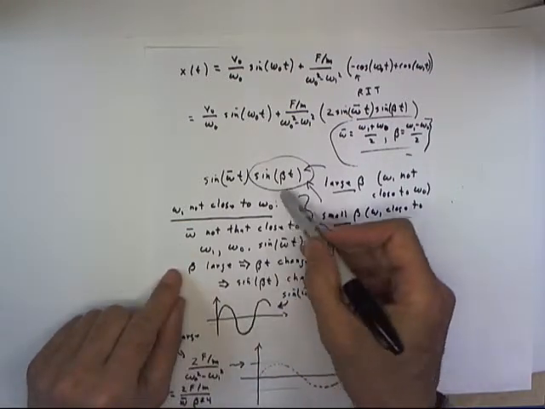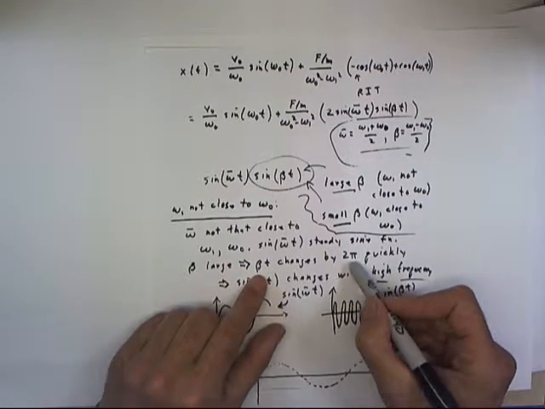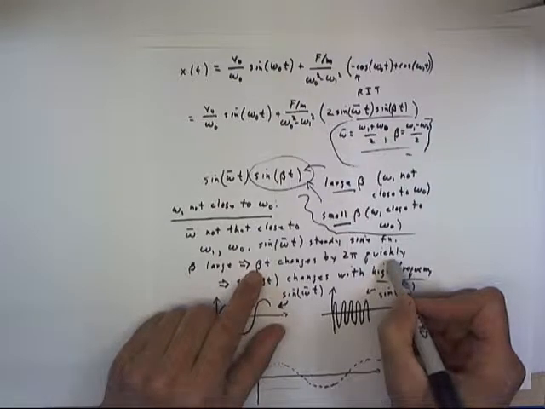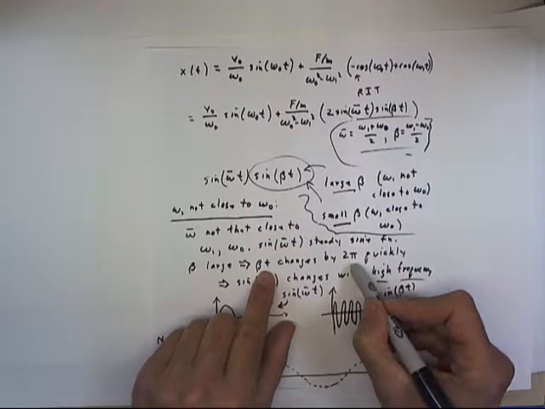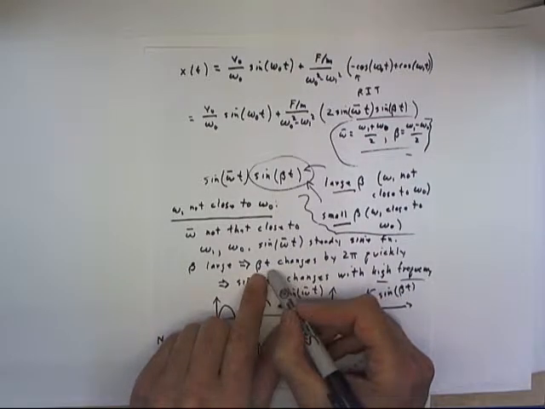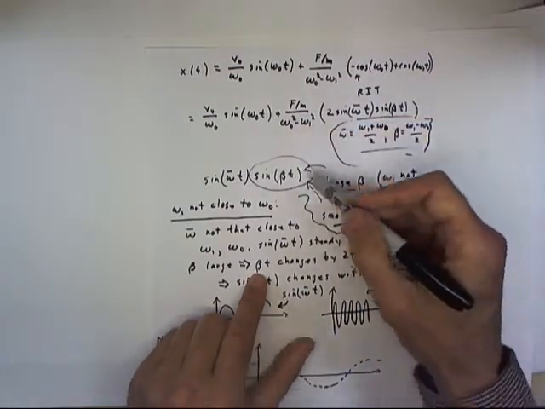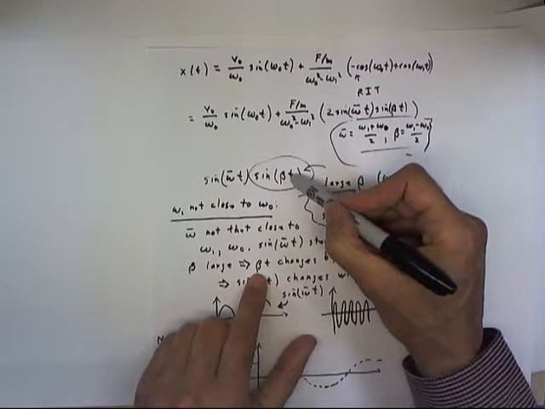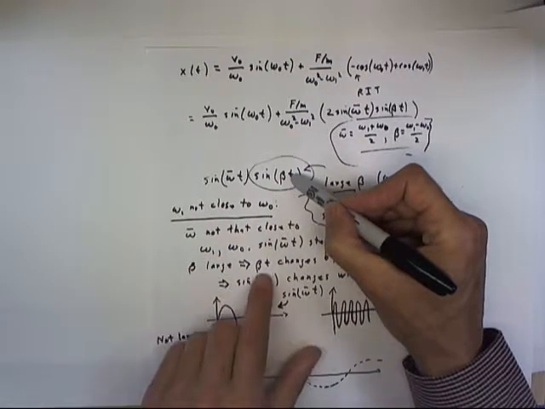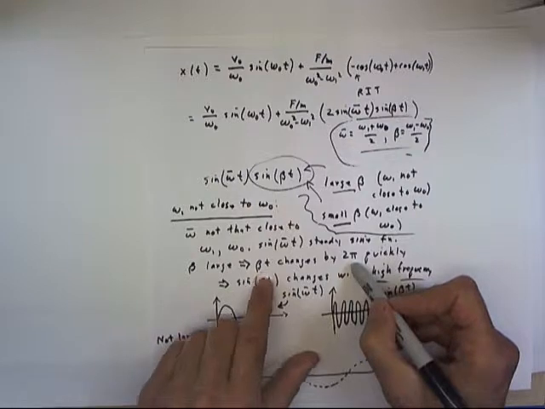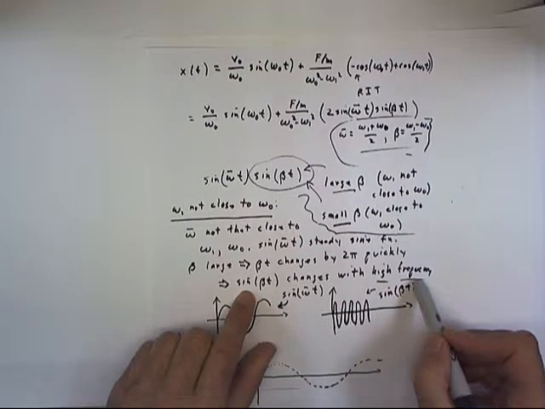And what's that do to the sine of beta t? Well, that means that beta t will change by 2 pi more quickly. If beta is big, then t doesn't have to change that much to change the value of beta t by 2 pi. And every time the value of beta t changes by 2 pi, the value of the argument of the sine function changes by 2 pi, meaning that the sine function completes another cycle. So if omega 1 is not close to omega naught, then beta is relatively large. Beta t changes fairly quickly, which means that the sine of beta t runs through its cycles with a high frequency.